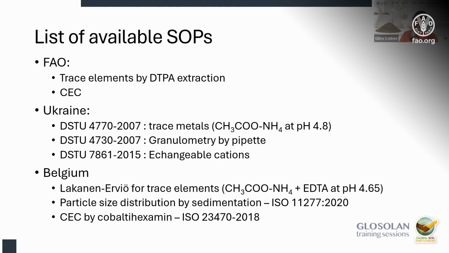And in southern Belgium, we use the Lakanen-Ervio for the trace elements. We recently used the ISO method for the sedimentation for the particle size distribution. Previously, we had a mix of various analyses. And there is also the cationic exchange capacity by the cobalt hexamine that we use sometimes when we want CEC at the pH of the soil.